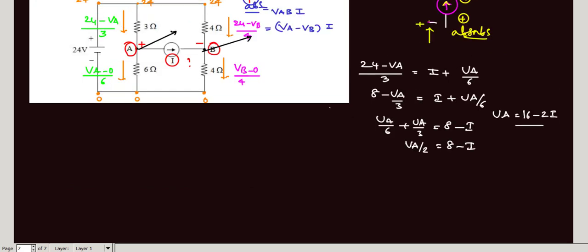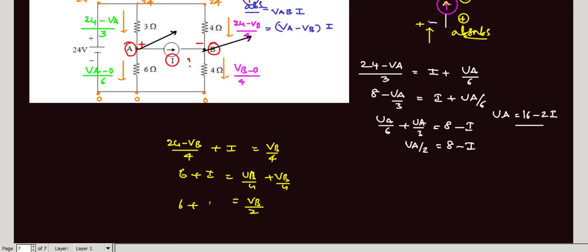If I find VB, you can see 24 minus VB by 4 is entering, the current I is also entering, and VB by 4 is leaving. So VB by 4 plus VB by 4, that is VB by 2, equals 6 plus I. So VB equals 12 plus 2I. Okay, so this is equation 1 and this is equation 2.